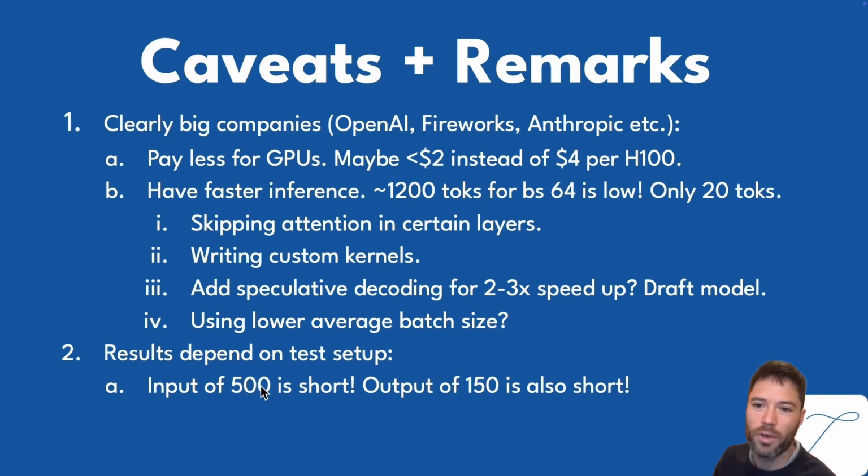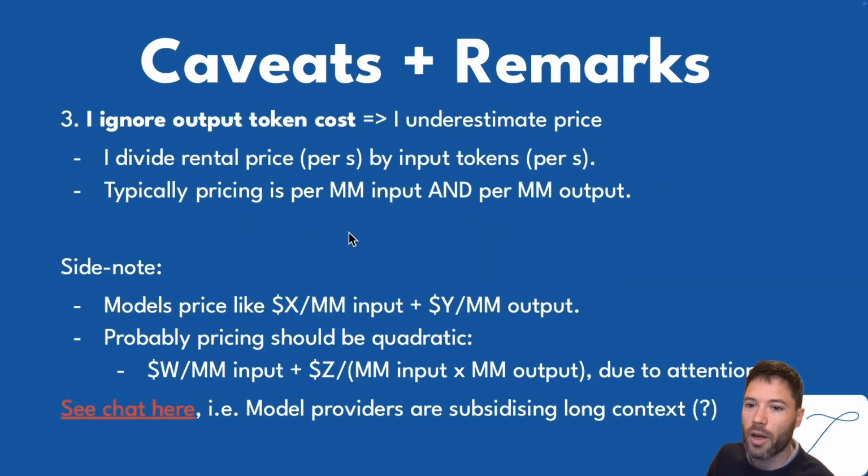The input of 500 or 550 actually is quite short, and the output of 150 is quite short. If you look at the median request that's going to OpenAI, it's probably quite a bit longer. I don't know, but I'm speculating it's quite a bit longer, which would reduce the tokens per second that you get. I have ignored the output token price or cost.